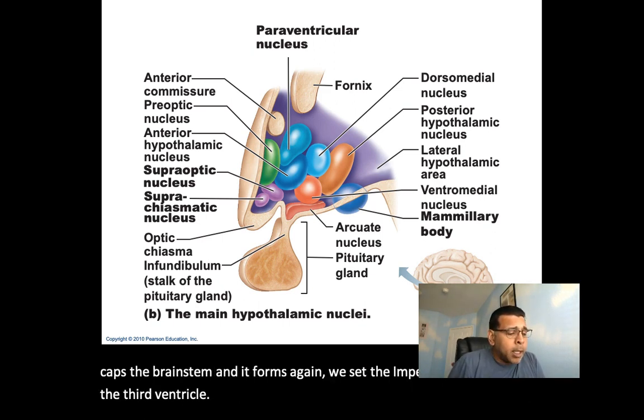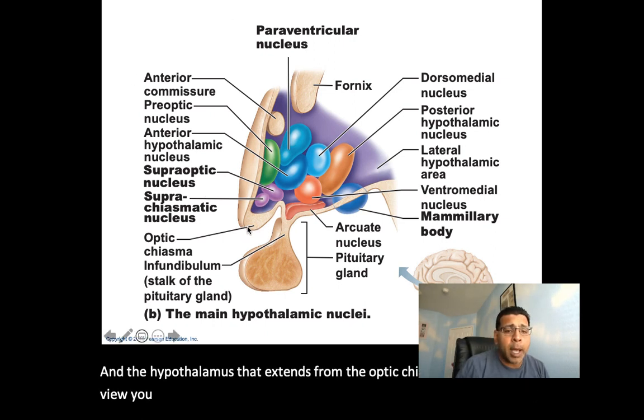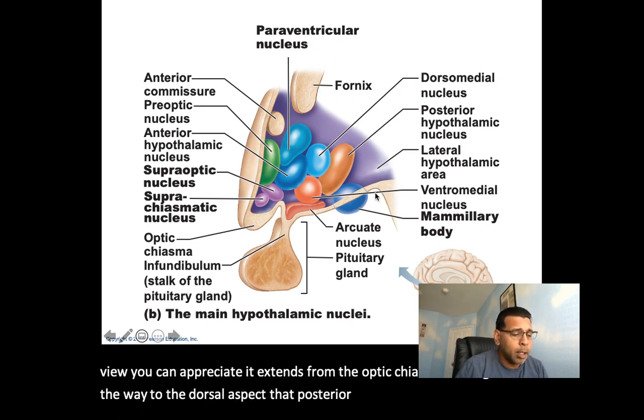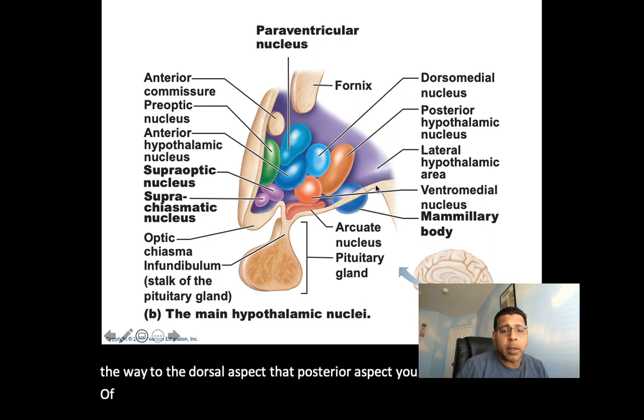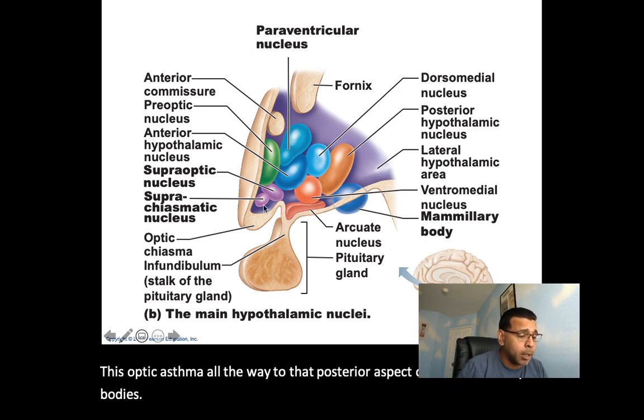The hypothalamus extends from the optic chiasma. In this view, you can appreciate it extends from the optic chiasma all the way to the posterior aspect, the mammillary bodies. So it makes its way all the way from the optic chiasma to that posterior aspect of the mammillary bodies. Again, a bunch of nuclei in here as well.